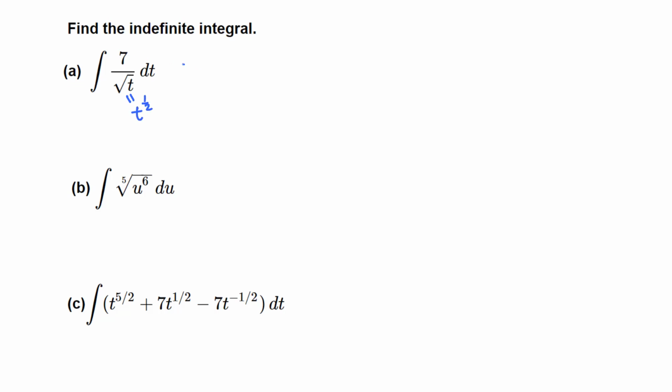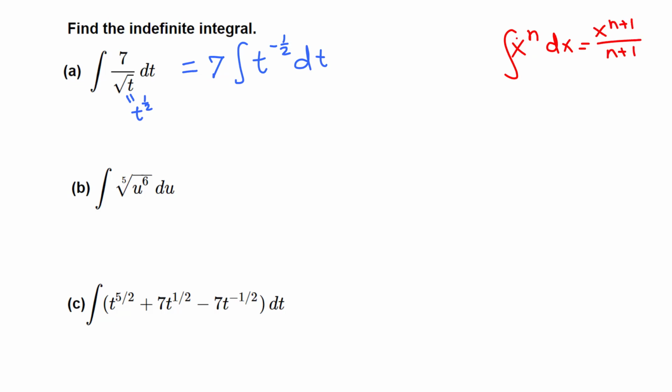Move this up. So this integral can be rewritten as: move 7 outside, integral, move this up, t raised to negative 1/2, and we have dt there. Now this is like some x raised to power n and the same variable dx. When we integrate, we get x raised to n plus 1 divided by n plus 1, as long as n is not equal to negative 1, so we don't get 0 on the bottom. We have negative 1/2, so that's not the case.